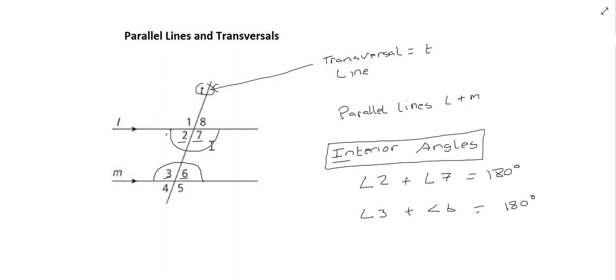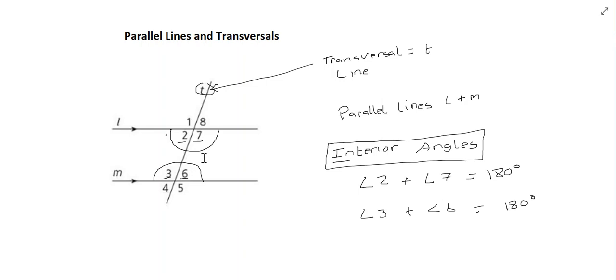Then we have this idea of what are called interior angles. So in this case, the angles 2, 7, 3, and 6 are between two parallel lines. So we have line L and line M. So these interior angles are between these two lines, and we call them interior angles. There are two on each side of the transversal. So we have two here, and we have two here.